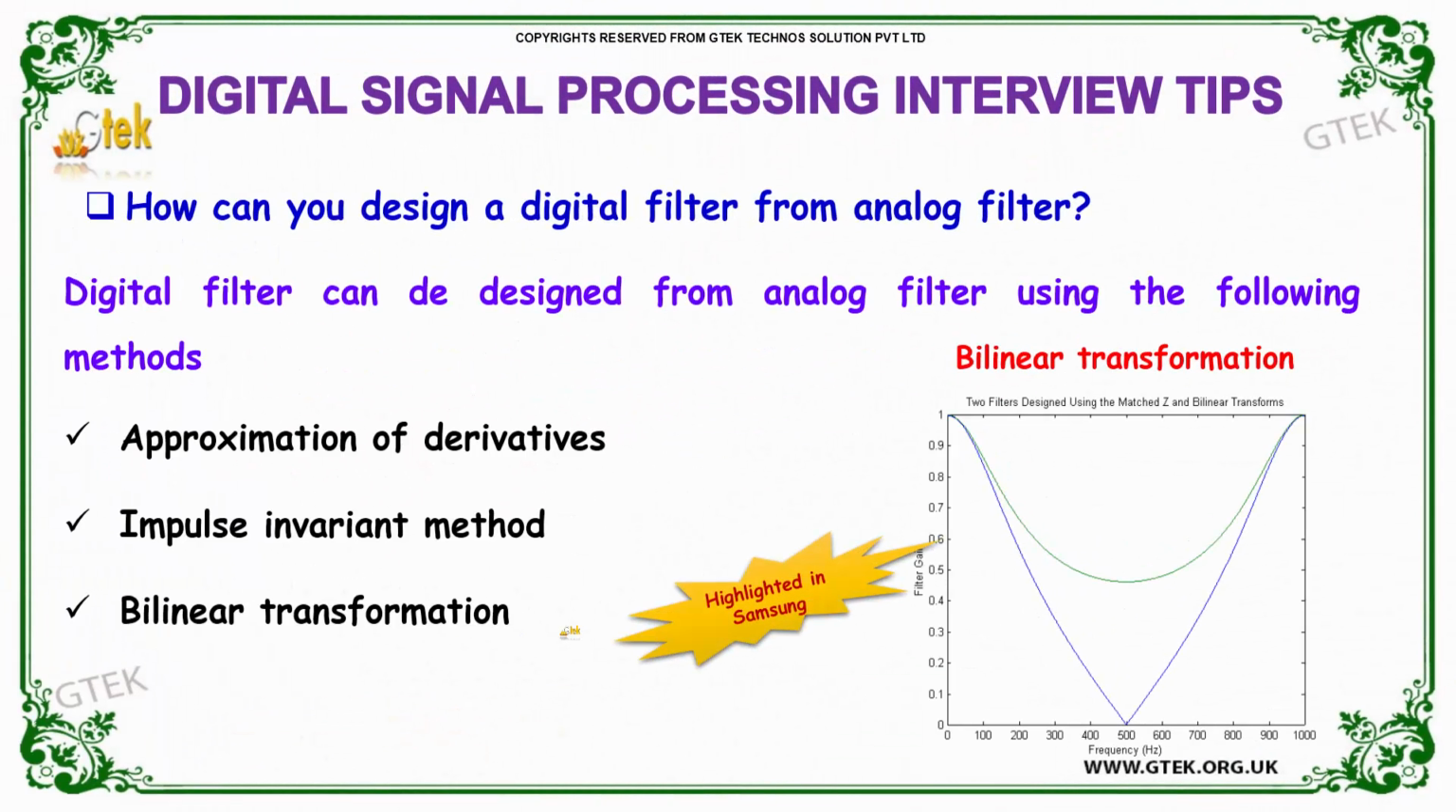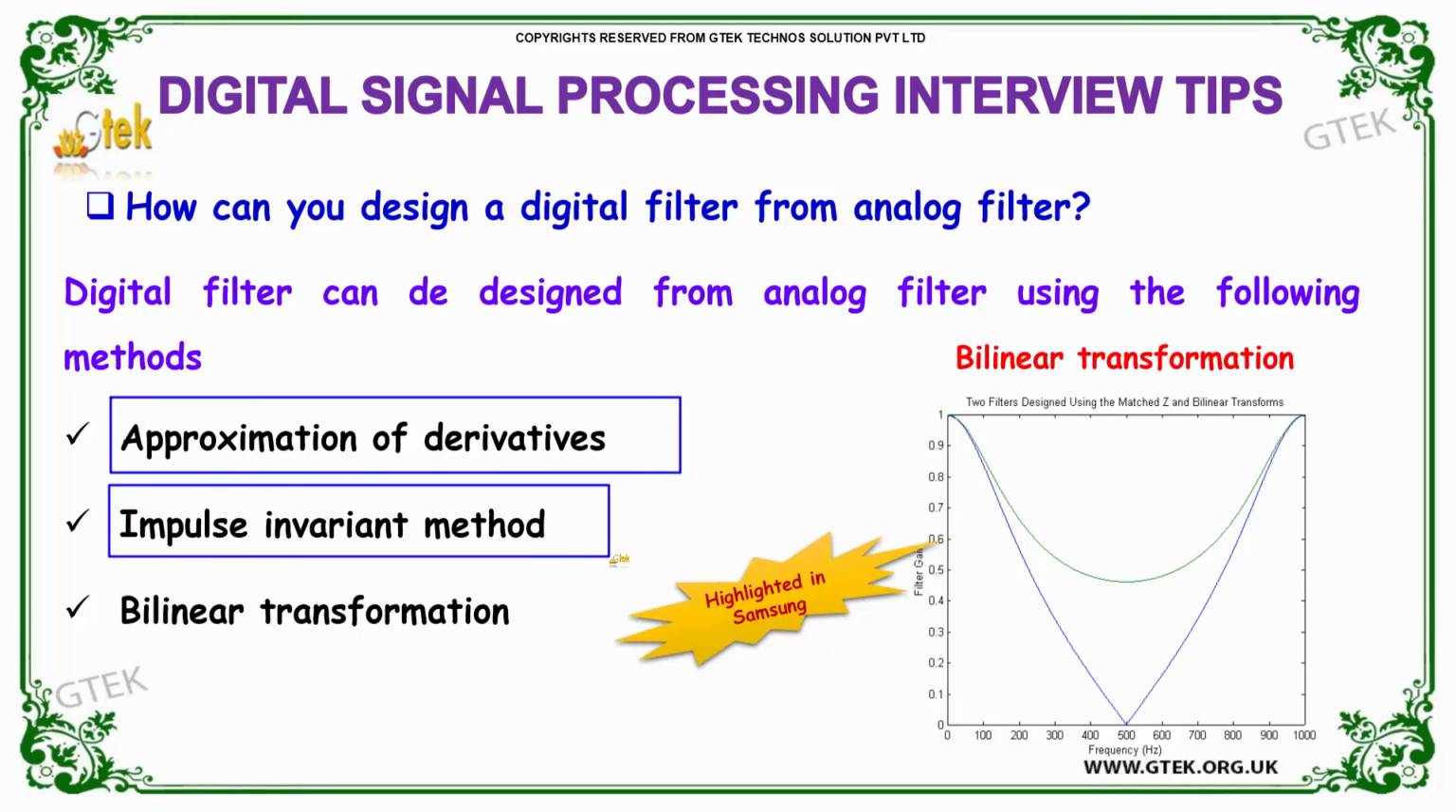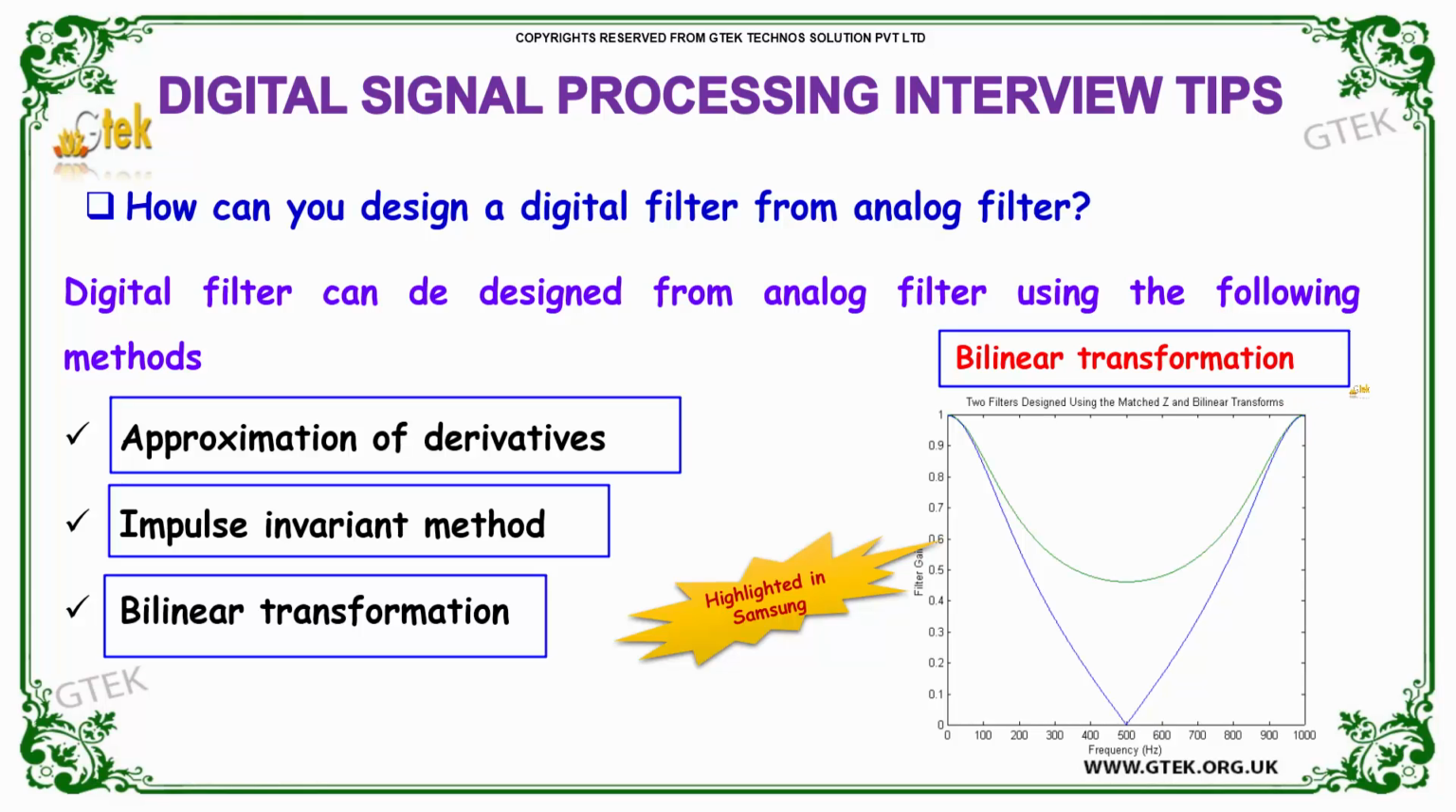Let's move on to the next question. How can you design a digital filter from analog filter? If you see, a digital filter can be designed from analog filter using the following methods. The first and foremost method is all about the approximation of derivatives. The second methodology is all about the impulse invariant methodology. The third one is all about the bilinear transformation. You can see here the depiction of bilinear transformation over here.